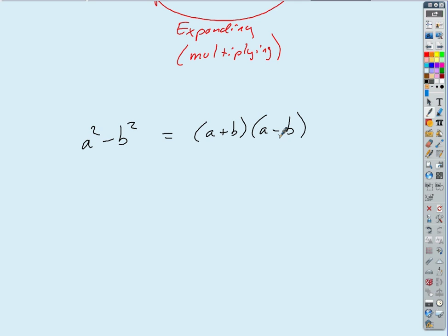But what we find is that when we factor something that looks like what's called a difference of squares, something squared minus something squared, it's always going to factor into this conjugate product pattern. It's always a plus b times a minus b. So this is the factoring direction, and this is the expanding direction. And we can take advantage of that.